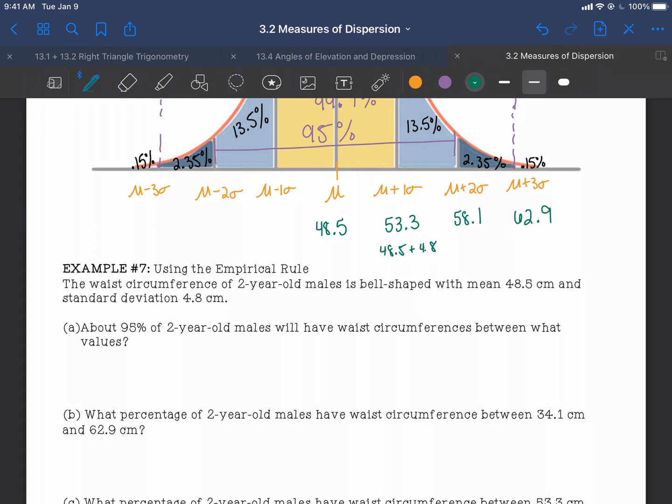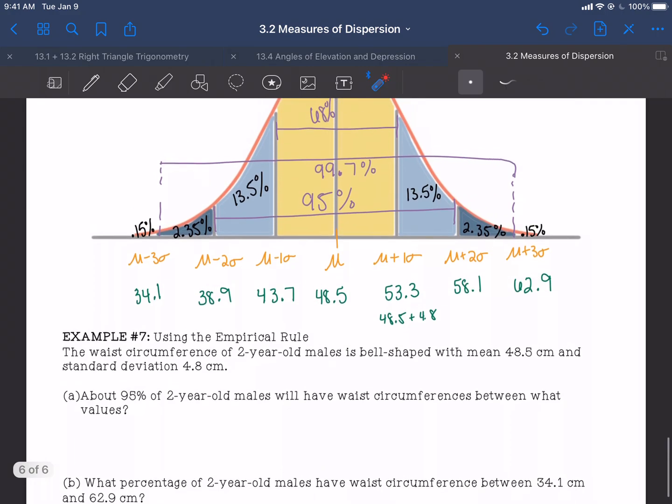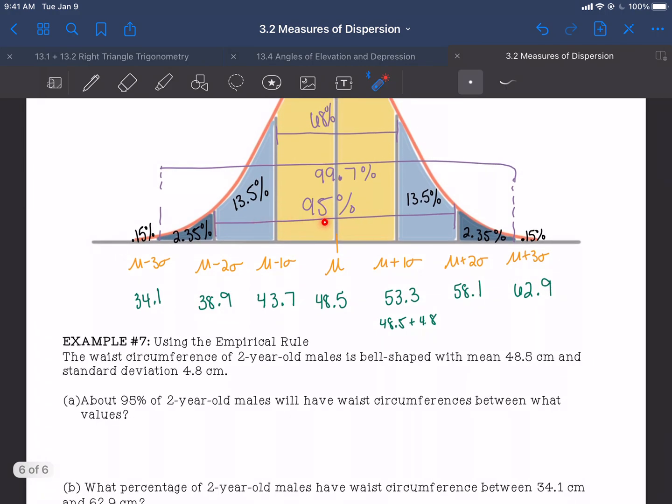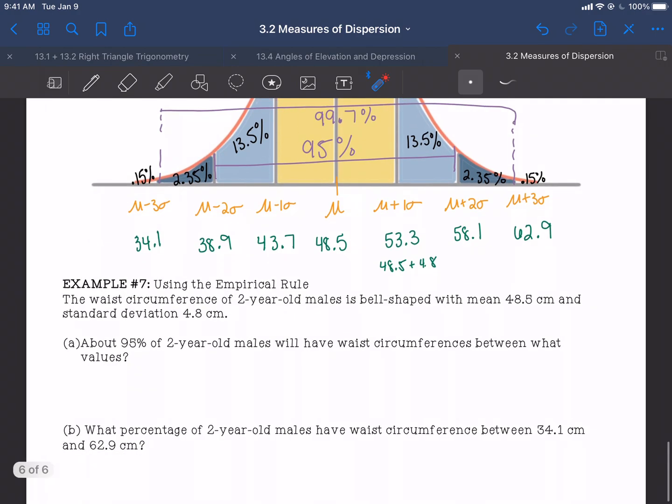If I take 48.5 and subtract 1 standard deviation, I get 43.7. If I subtract again, I would get 38.9, so that's 2 standard deviations below the mean. And then 34.1 would be 3 standard deviations below the mean. So about 95% of 2-year-old males will have a waist circumference between what values? So 95% of our data, which is our 2-year-old males, will be between 38.9 centimeters and 58.1 centimeters.